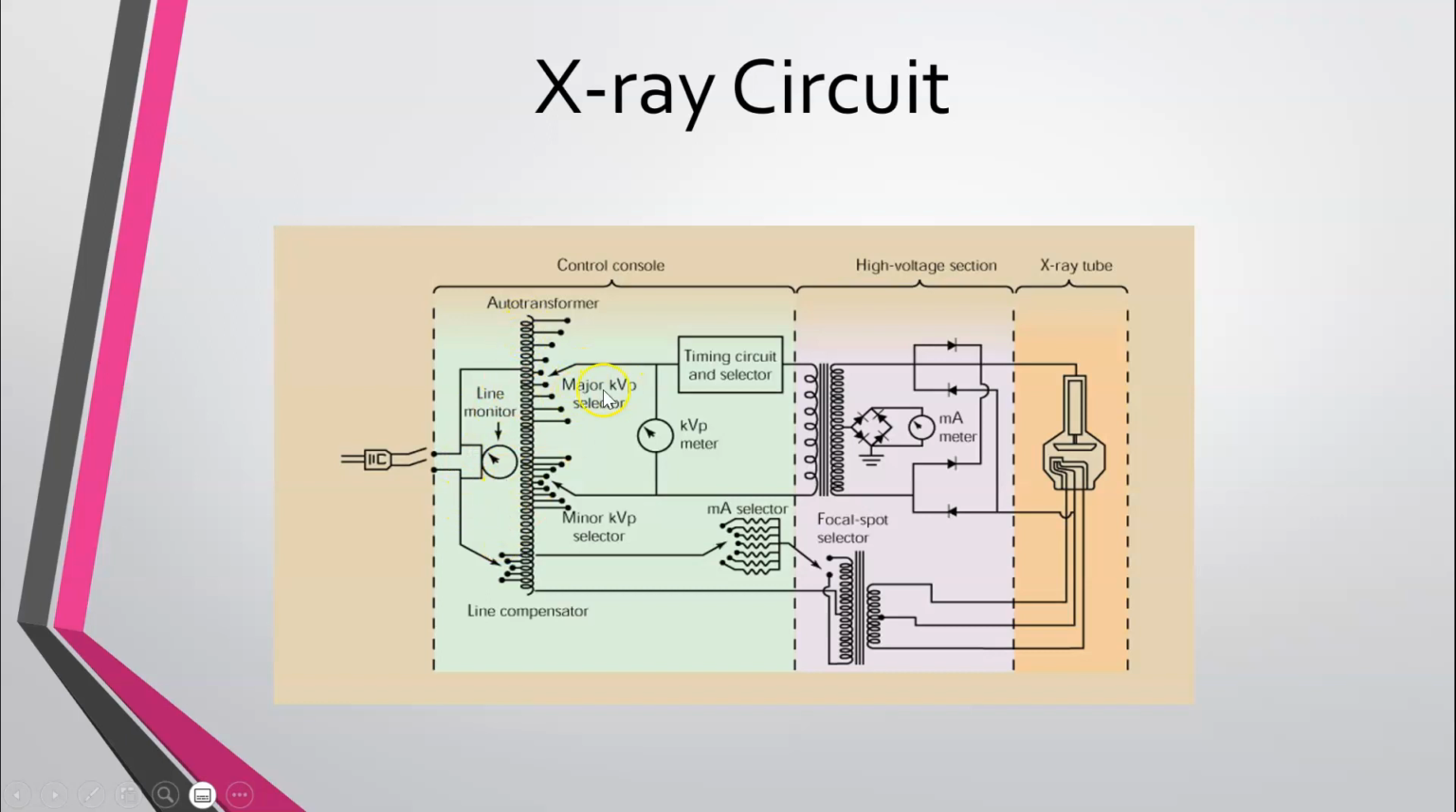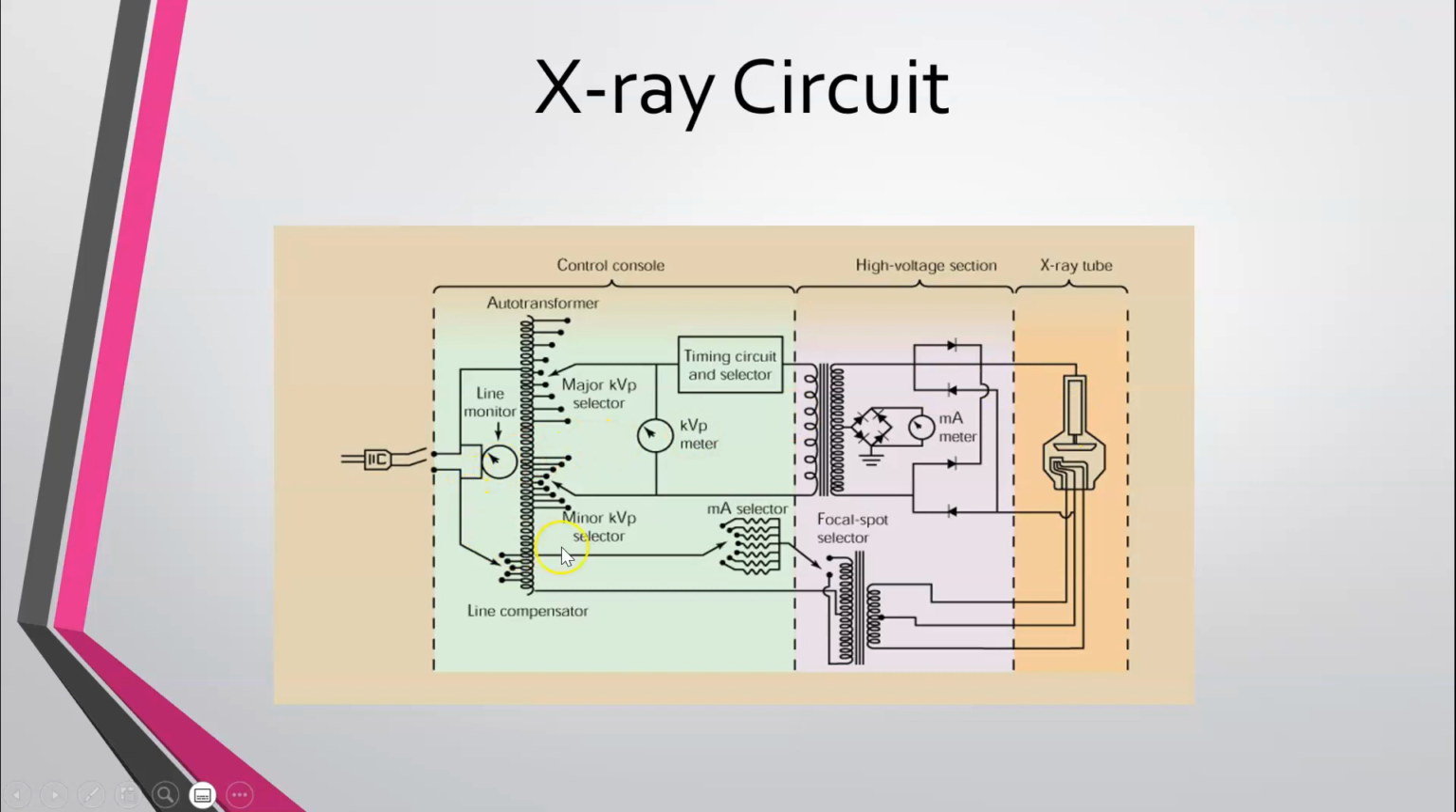Off the auto transformer, we have our KVP selector. Then we have our major and our minor with the KVP meter, making sure that it's where it's supposed to be. And we have our timing circuit and selector. Then we go into, this is all low voltage, right? Low voltage. So here coming across, we have a step-up transformer with rectifications with the MA meter and rectifiers, and that goes to our tube.